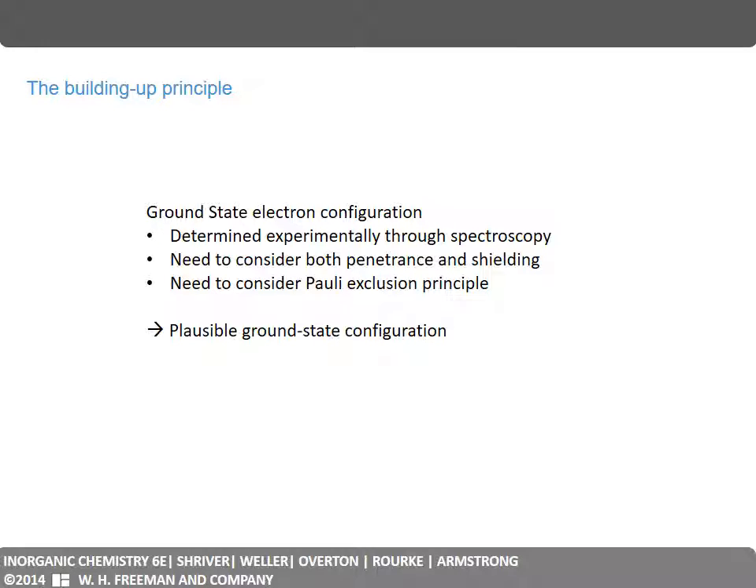Knowing the ground state electron configuration is very important, but we cannot calculate it. It's very complex. But we can determine it experimentally through spectroscopy. For that, we need to consider both penetration and shielding effects. We have to consider the Pauli exclusion principle.